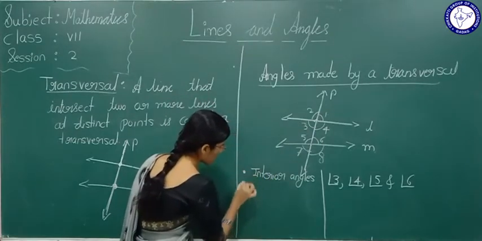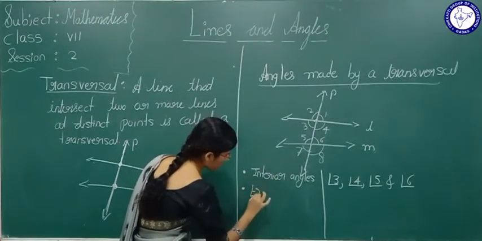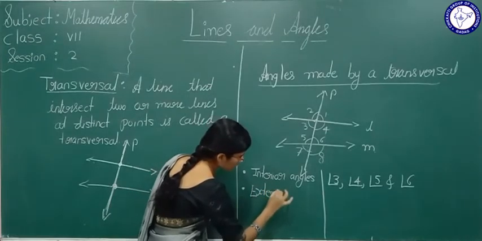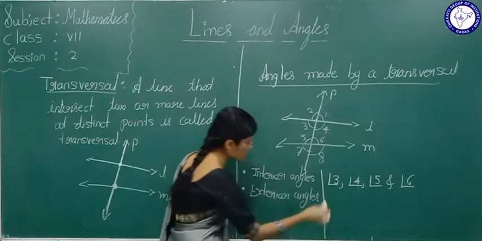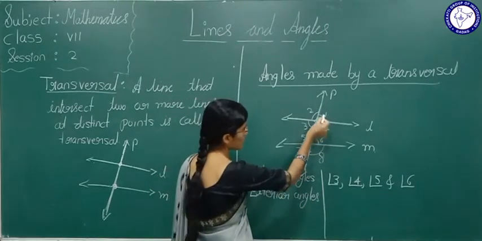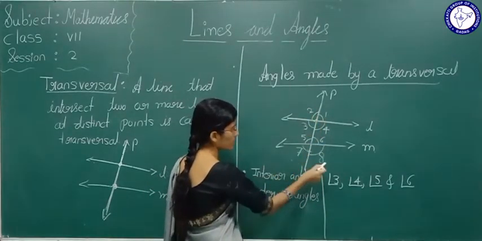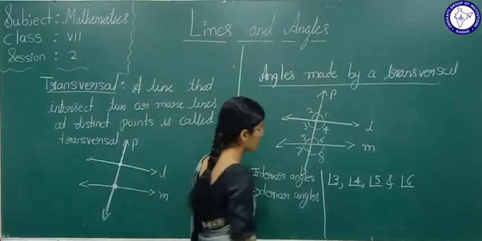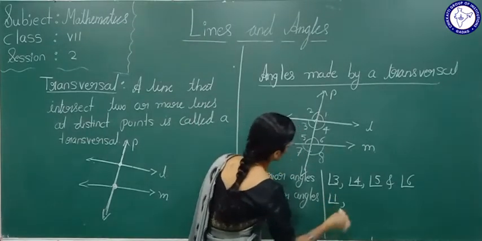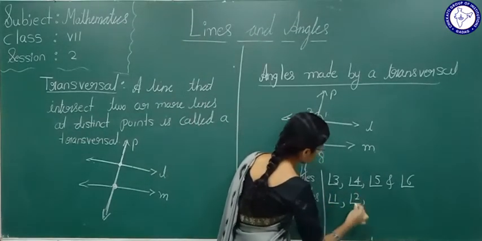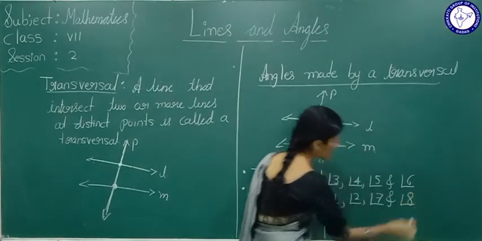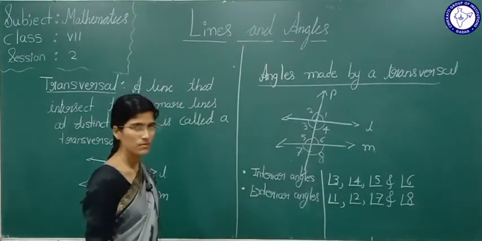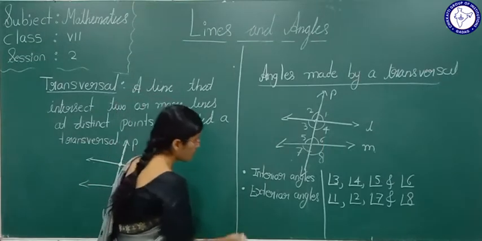Then exterior angles here. Exterior means what, student? It's outside. Exterior means outside. Angle 1, angle 2, angle 7, angle 8 are exterior angles. Now see, angle 1, angle 2, angle 7 and angle 8 are exterior angles.